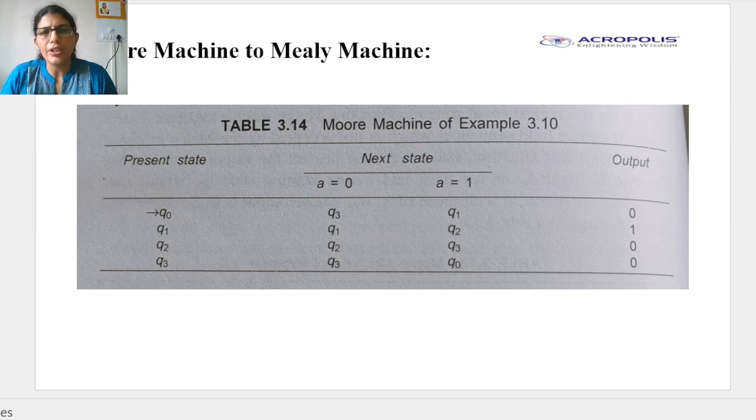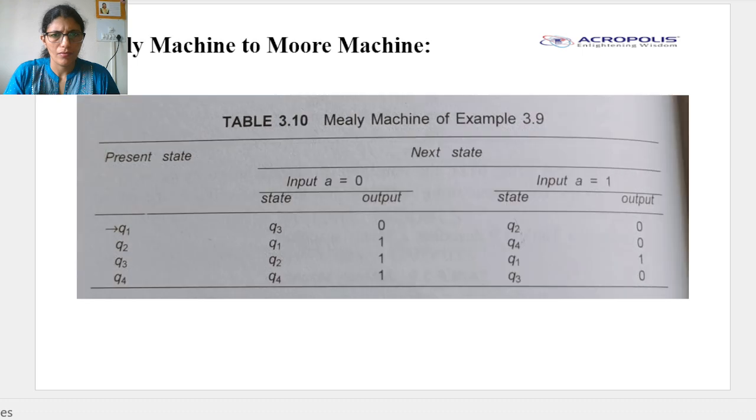Now, how to convert the Moore machine to the Mealy machine? In the Moore machine, we know that the output depends directly on the present state. It doesn't depend on the input alphabet. And in the Mealy machine, we know that the output depends on the current state plus the input alphabet. That's why we have a separate output corresponding to each input alphabet.